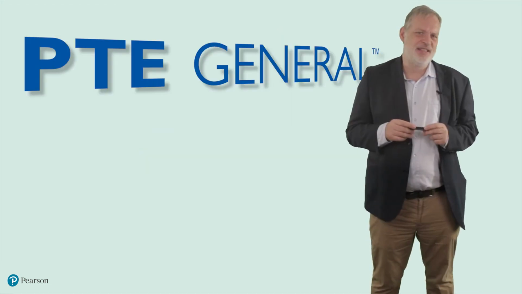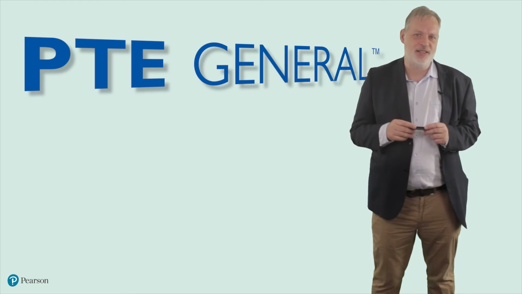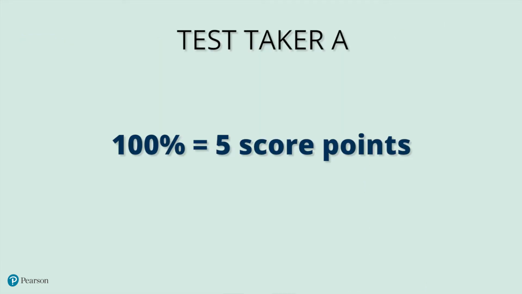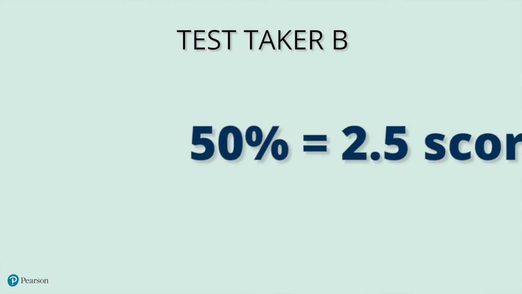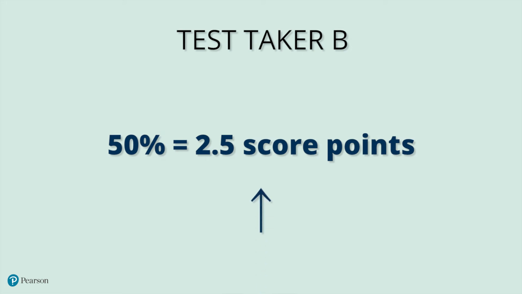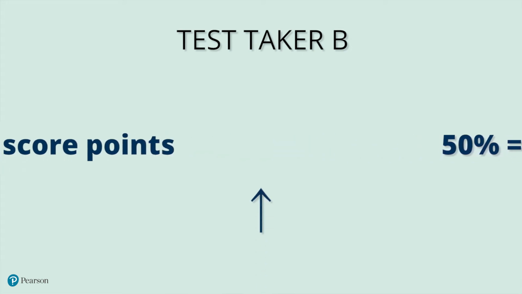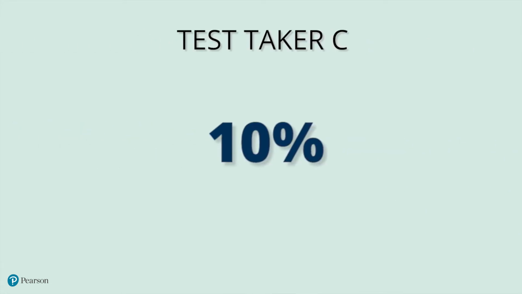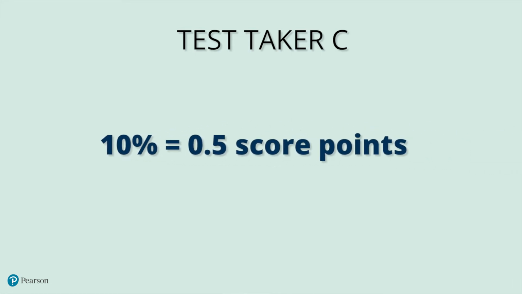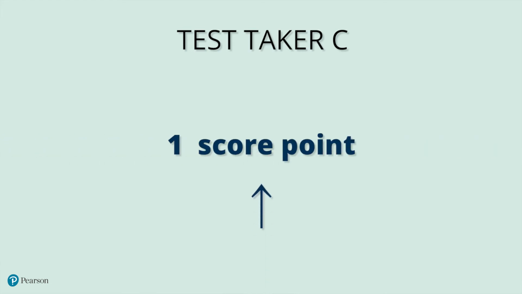How does that now translate into score points from 0 to 5 for writing? Test taker A's result was 100%, so they received the maximum of 5 score points for writing. Test taker B's result was 50%. 50% out of a maximum 5 score points is 2.5. We round the result, and test taker B receives 3 score points for writing. Test taker C's result was 10%. 10% out of a maximum 5 score points is 0.5. We round the result up, and test taker C receives 1 score point for writing.